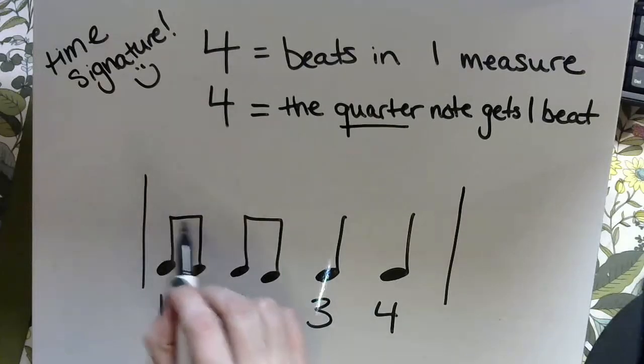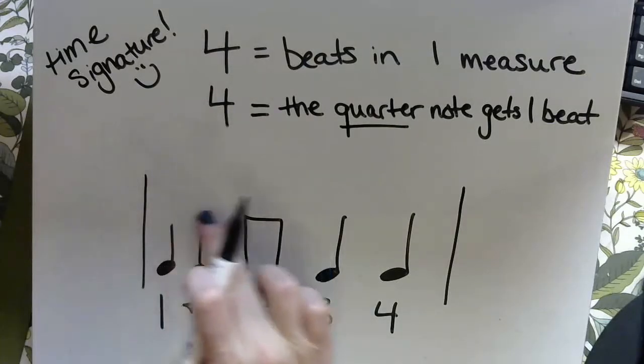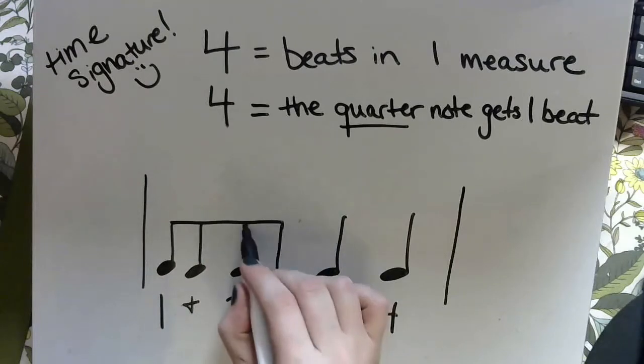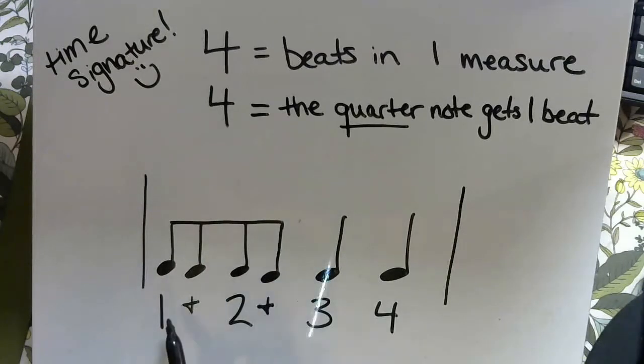Now sometimes when we have 4 eighth notes in a row, they all are going to hold hands, so we connect all 4 of them with a line at the top. We're going to count it the same, 1 and 2 and 3, 4.